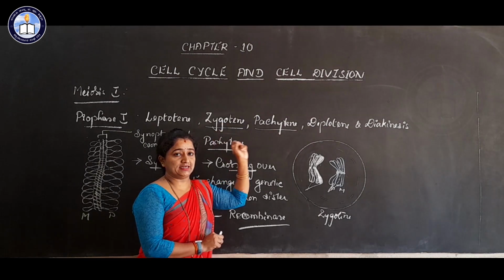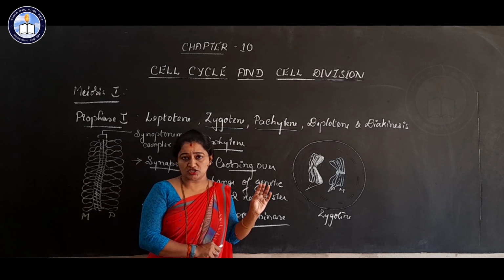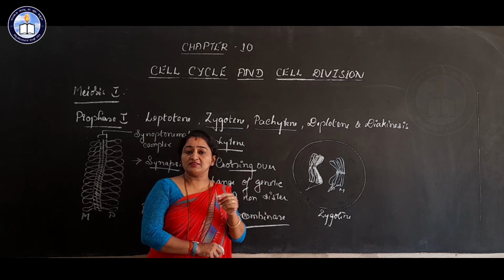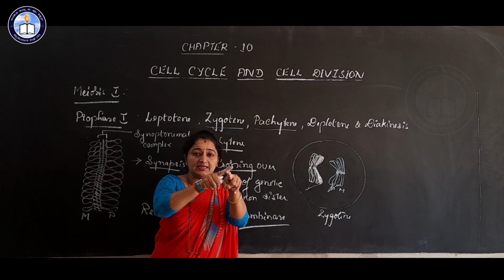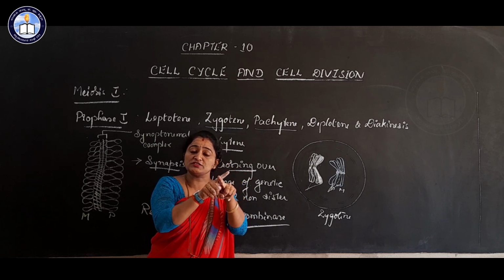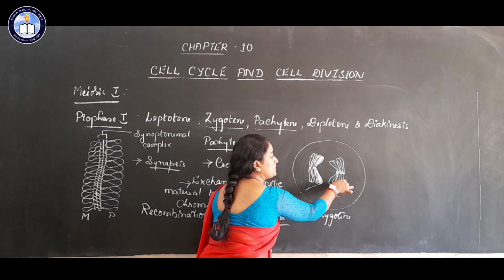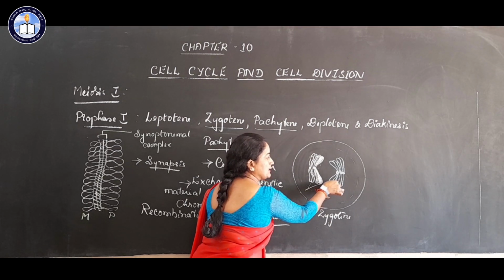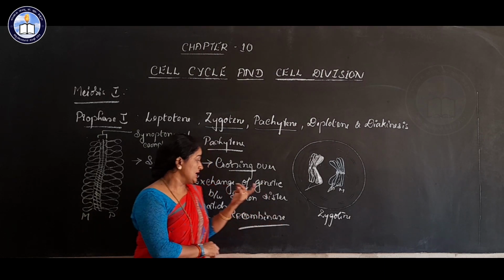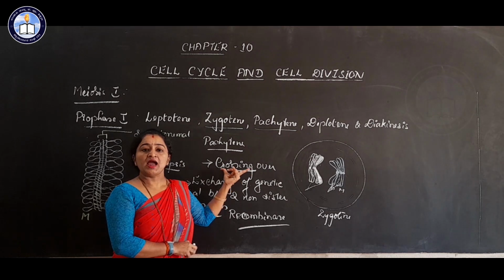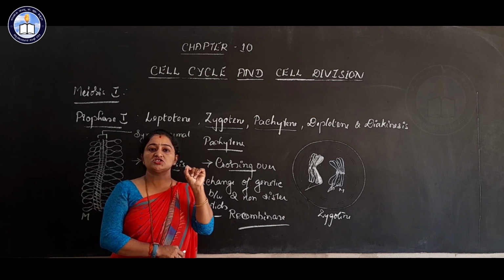Even though we called it a bivalent in zygotene, in the pachytene stage it is seen very clearly, a bivalent with the tetrad condition. At that particular point, with the help of synaptonemal complex, synapsis has already happened, the pair is formed, and exchange of genetic material takes place between two non-sister chromatids. Therefore that process is called crossing over, and crossing over takes place at a point called the recombination nodule.